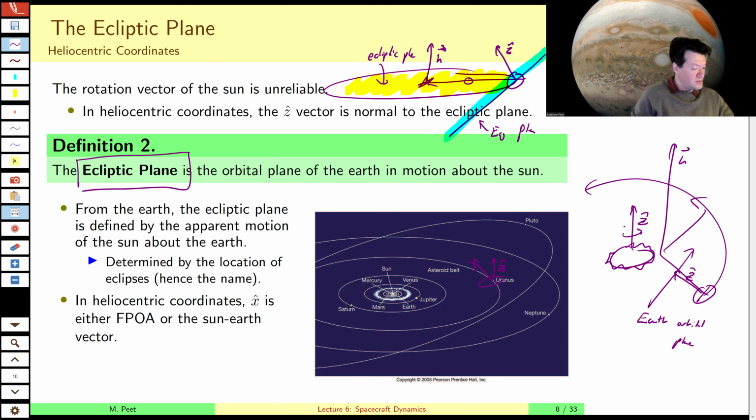So here we go. Okay, we've got the ecliptic plane. Now we're most of the way there. We've got two fundamental planes, and now we just have to define what we mean by the x vector. So our z vector is going to be perpendicular to the equatorial plane, and now we're going to use this ecliptic plane to define an x-hat vector. So we'll come back to heliocentric coordinate systems later.